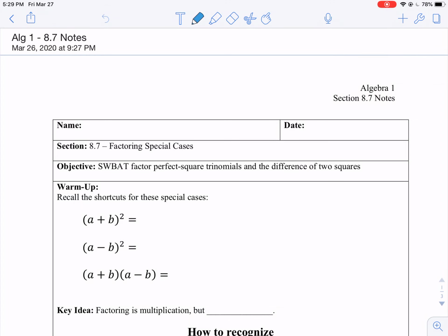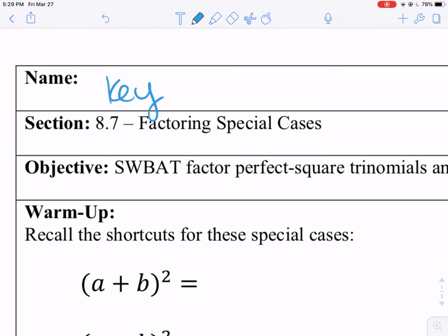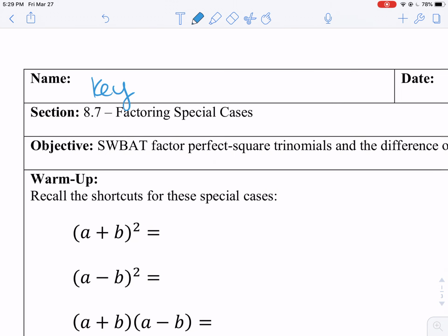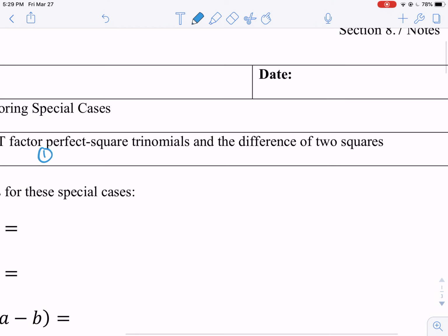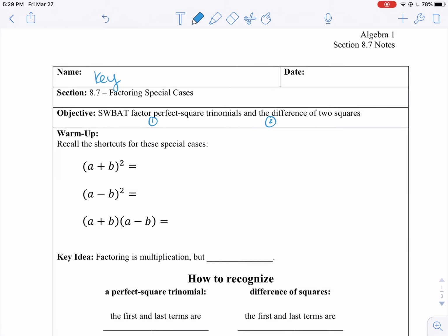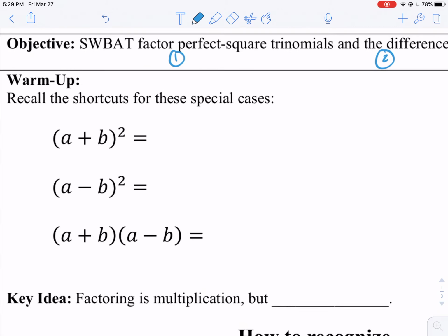Okay guys, let's go ahead and work on your 8-7 notes today. Today we will be factoring special cases of trinomials. These two special cases are 1, perfect square trinomials, and 2, the difference of two squares. Now just to warm up, let's go ahead and recall the shortcuts for these special cases.